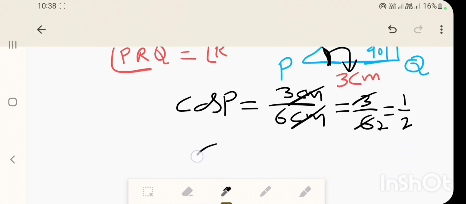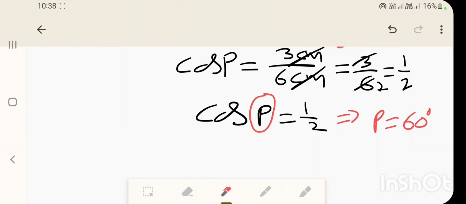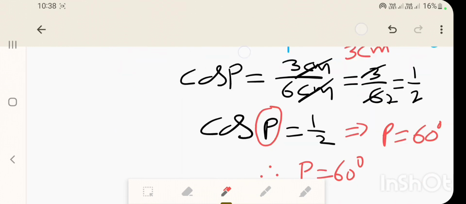Now you have to remember: cos P equal to 1 by 2 means for which specific angle we get 1 by 2. Earlier, in the starting of the video, we have seen cos 60 is nothing but 1 by 2. Therefore, angle P is 60 degrees, which is angle QPR that we got.